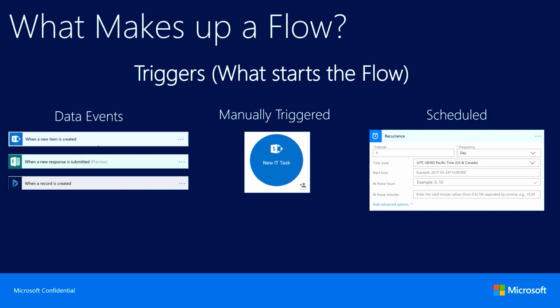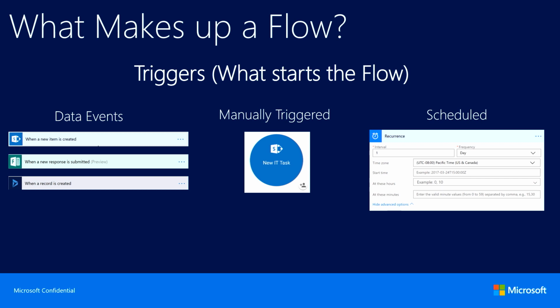Let's move on to what makes up a flow. This is very important to understand. So there's two parts to a flow, the first being a trigger. And a trigger can be one of three different kinds. We have data events, like when an item is created in a SharePoint list, when a response is submitted to a form, when a record is created in Dynamics. All of these things Flow can be listening for and then take actions based upon that trigger actually taking place.